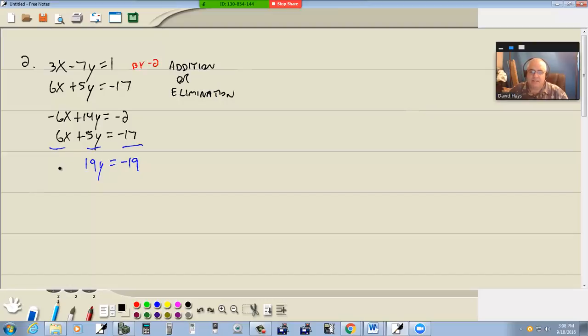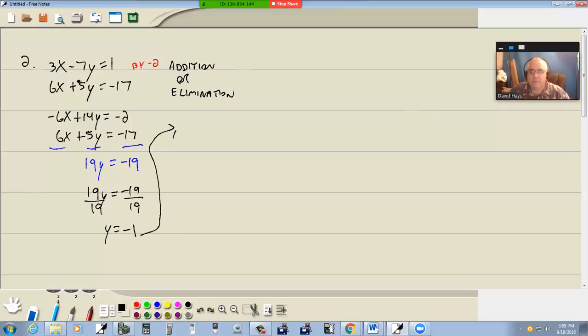Now the reason why the x's were eliminated is because they were different signs. One was negative, one was positive, and they had the same number in front of the x. So -6x plus 6x gives us 0x, or just 0. Okay, so that's your goal. Now, we'll divide both sides by 19, trying to get to y by itself. And you get y is equal to -1.